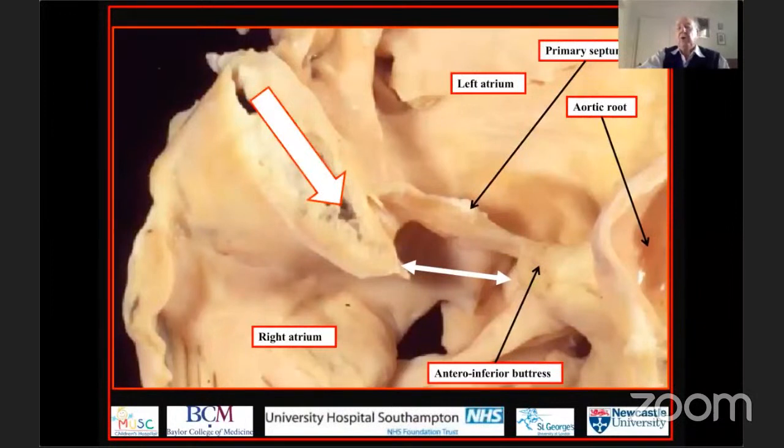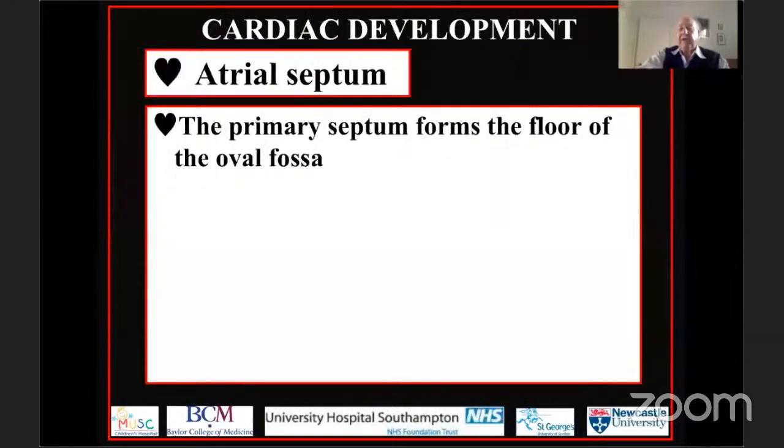The so-called septum secundum is no more than the superior interatrial fold, separating the connections of the pulmonary veins to the left atrium from the superior caval vein to the right atrium. So there we have it, atrial development.